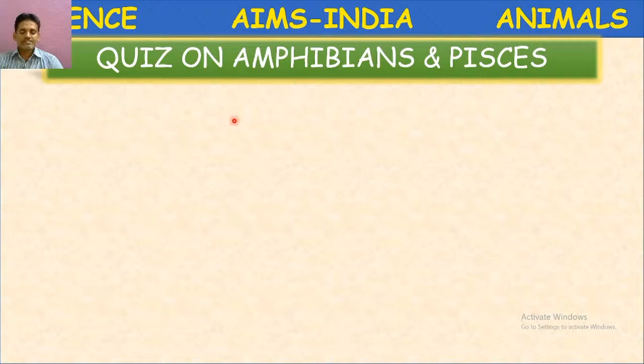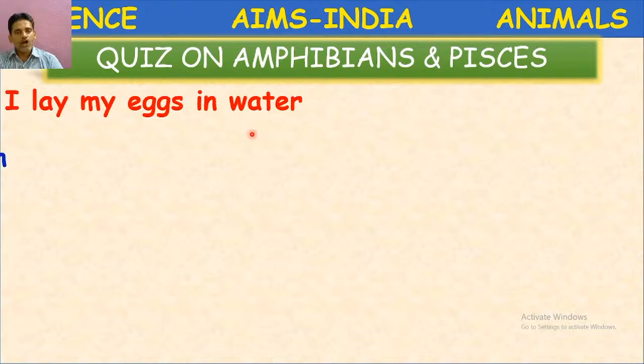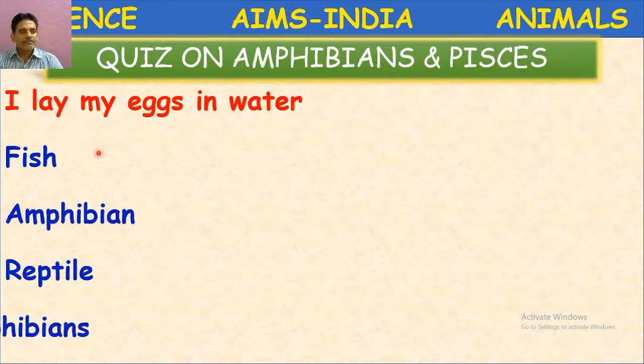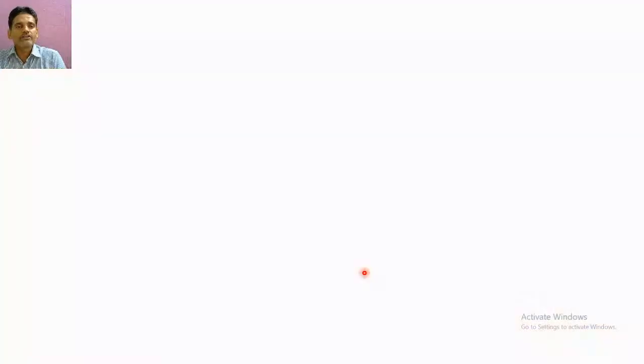So let us check ourselves. I lay my eggs in water. Who am I? Fish, amphibian, reptile, or both fish and amphibian? Here we discussed amphibians and fishes, and both of them lay eggs in water. So what is the correct answer? Both fish and amphibians lay eggs in water. Next.